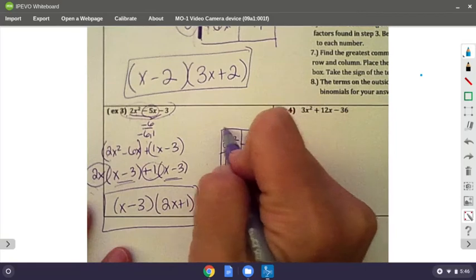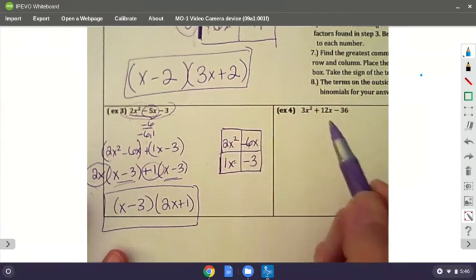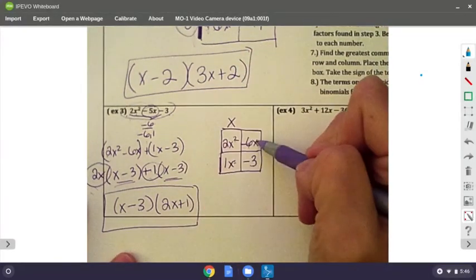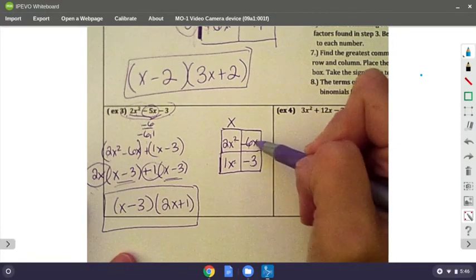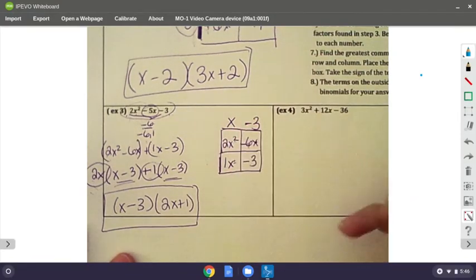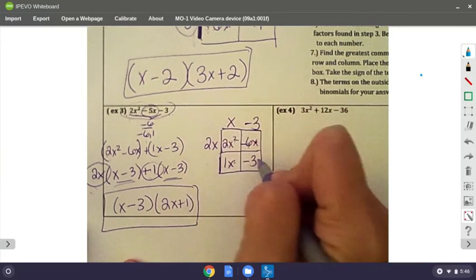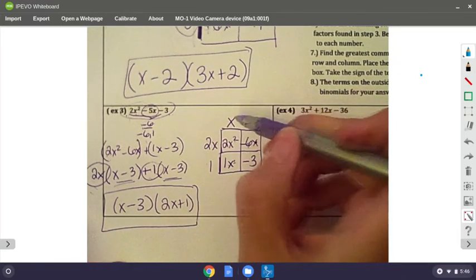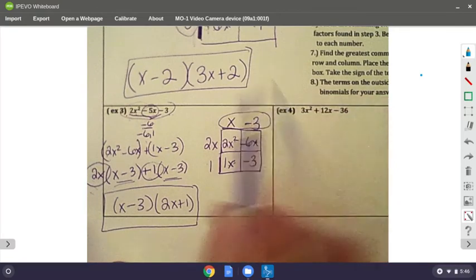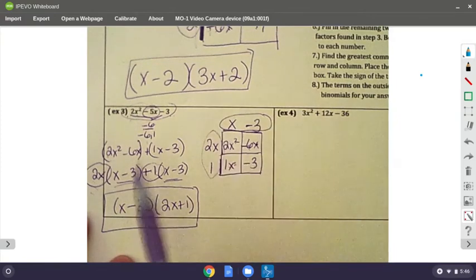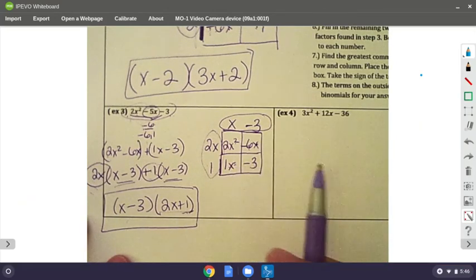Now on each column and each row, you're going to identify the GCF. So the GCF of 2x squared and 1x is x. The GCF of negative 6x and negative 3, since this one up top is negative, we have to identify a negative GCF. The GCF of 2x squared and 6x is 2x. The GCF of 1x and negative 3 is 1. This becomes one binomial, x minus 3. See how I have that right here? This becomes another binomial, 2x plus 1, right here. So see how we would have gotten the same answer? Either way works. I think kids tend to find this one a little easier, but I'm going to let you guys choose what you want to do.